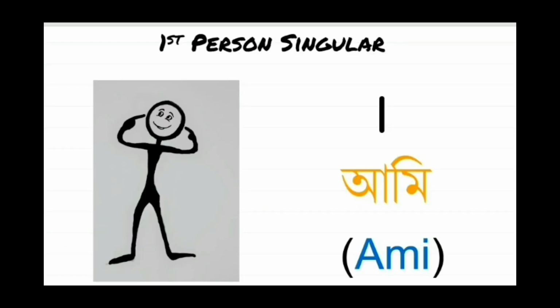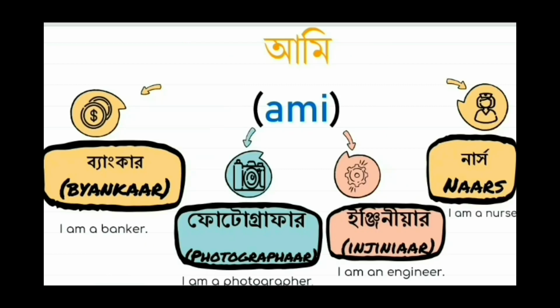And here you can see this person. That person is pointing at himself. That means it represents I. So the Bangla for I is Ami. From the previous lessons, some pronouns you have already learned. So I is one of them. And let's make sentences with that.